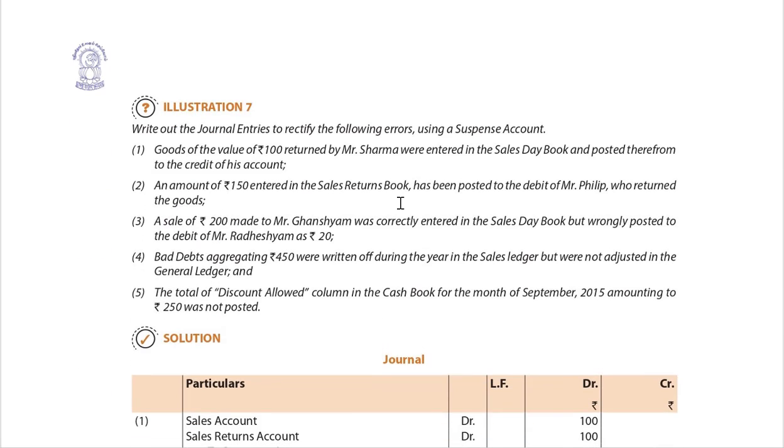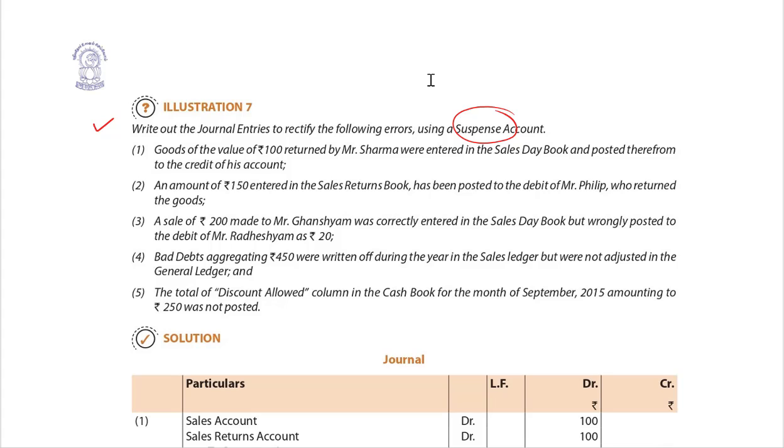We'll begin with illustration 7 now. Let us check it out. Write out the journal entries to rectify the following errors using suspense account. Okay, we need to use what? Suspense account.